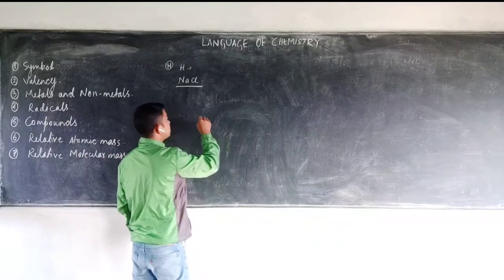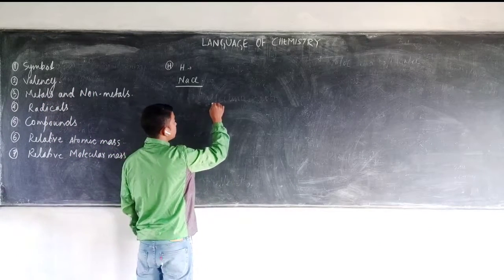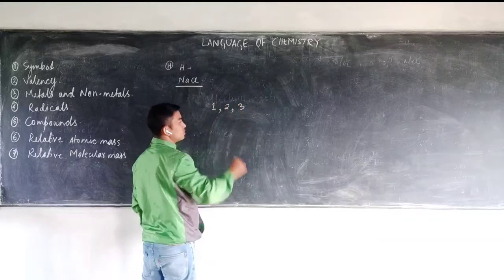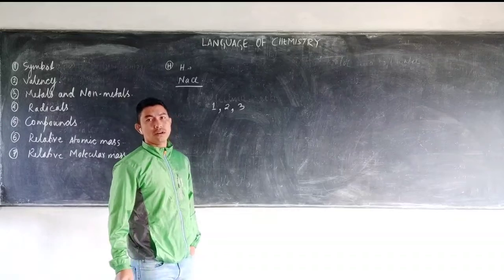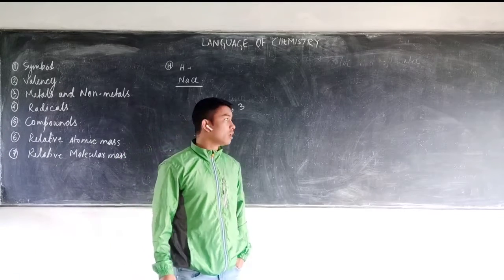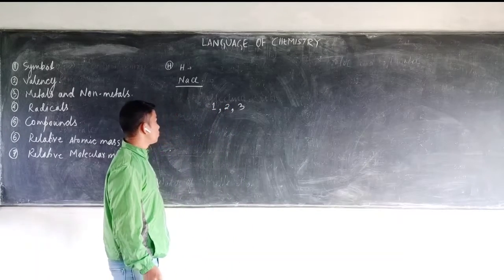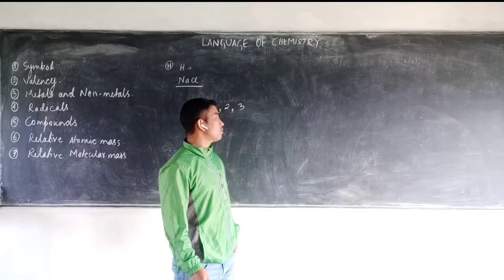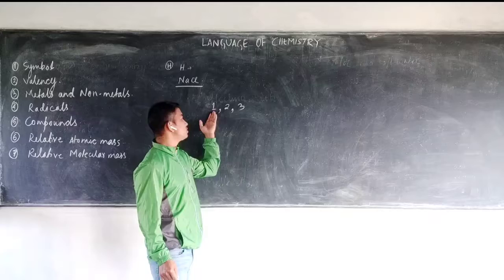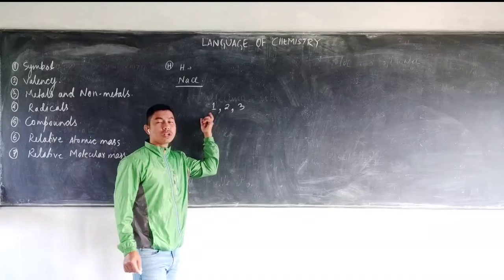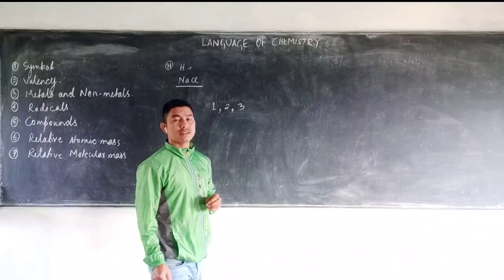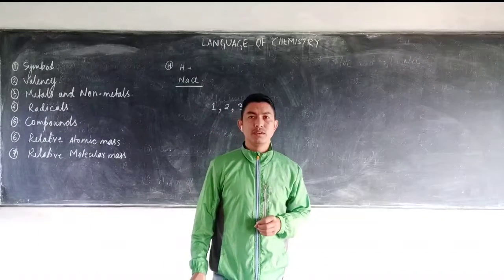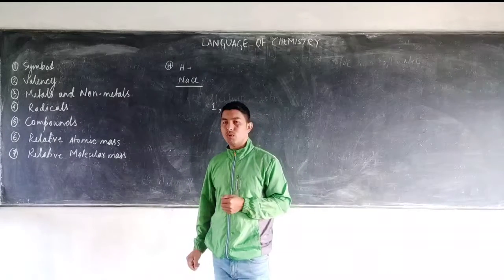If an element has one, two, or three electrons in the outermost shell, then it is said to be a metal. So metals usually have one, two, or three electrons in the outermost orbit. That means a metal with valency one can lose one electron during a chemical reaction. If an atom can lose two electrons, then we say the valency is 2.